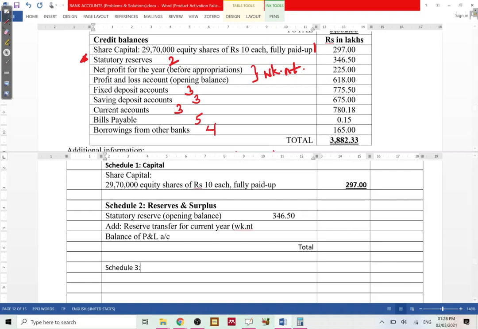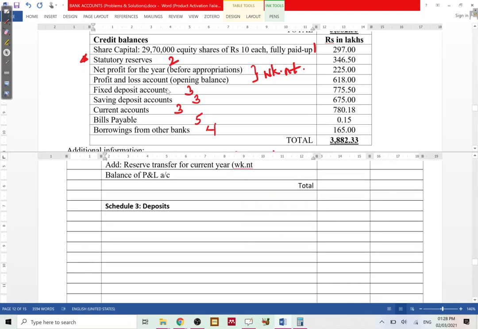Next is schedule 3, and schedule 3 is meant for deposits. The different types of deposits we have here is fixed deposit accounts, correct? Then the amount of that is 775.5. Next we have saving deposit account, for which the amount is 675.